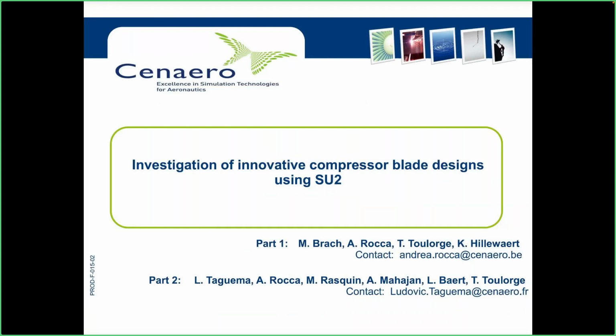I'm a research engineer at Cenaero, and today I'm going to present two investigations of innovative compressor blade design using SU2 that were part of some preliminary studies we did at Cenaero before tackling LES simulation, high order simulation. For us, it's important to better understand the flow field and the characteristics of this innovative compressor before getting head on with the LES.